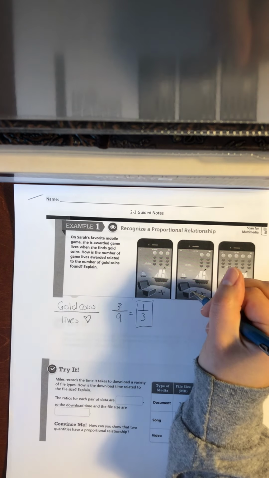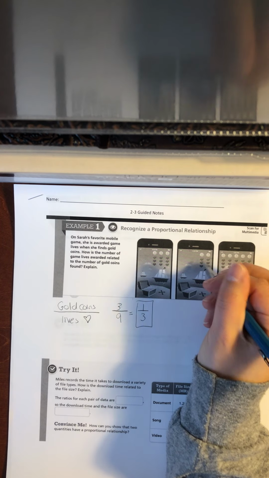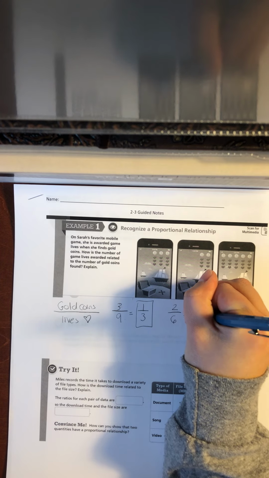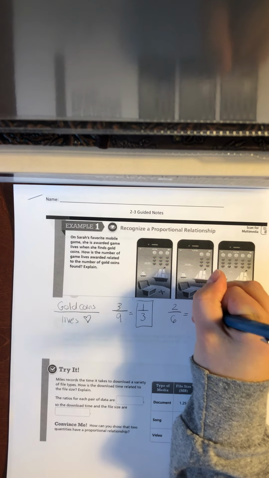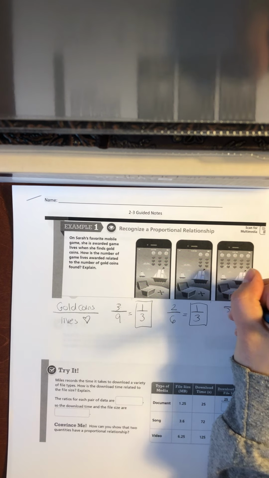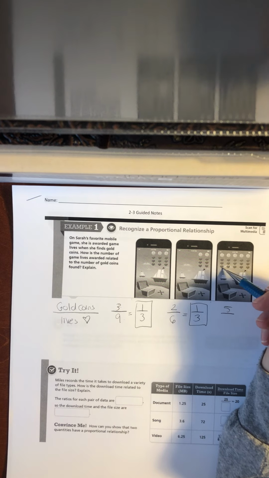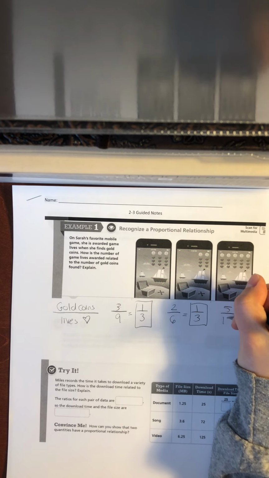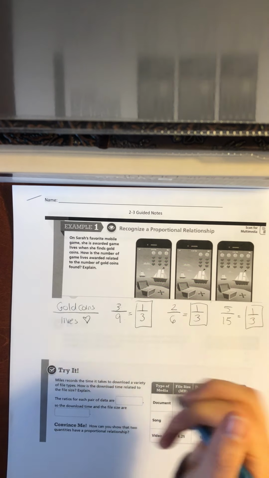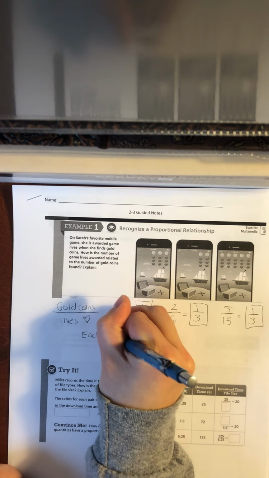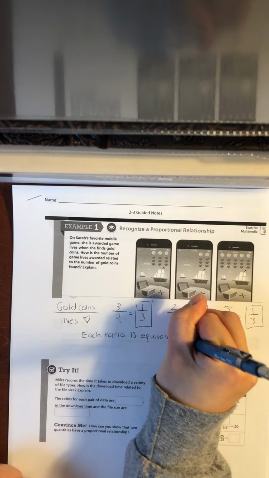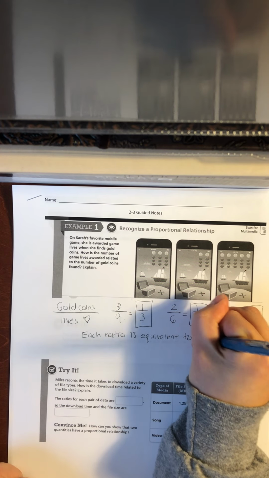Let's do the next ratio. We have 2 coins to 1, 2, 3, 4, 5, 6 hearts, which also reduces to 1/3. And then the last one, 1, 2, 3, 4, 5 coins to, let's see, this is a 3 by 5, so that would be 15 lives, which also reduces to 1/3. Okay, so each ratio is equivalent to 1/3.